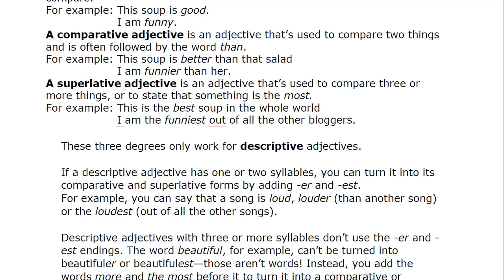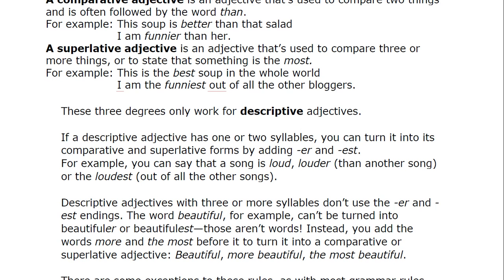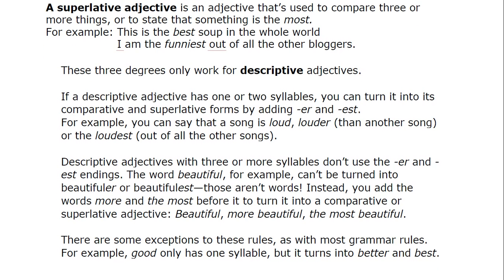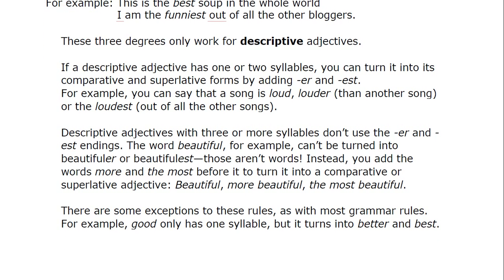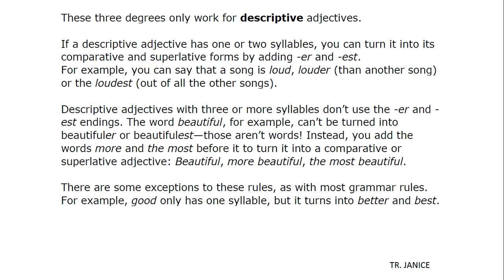Now these three degrees only work for descriptive adjectives. So you cannot compare the other types of adjectives like adjectives of number, or relative adjectives. You can only compare descriptive adjectives in this manner, in the positive, comparative, and superlative degree. Now how do you know which of these to use? If a descriptive adjective has one or two syllables, you can turn it into a comparative and superlative form by adding er and est.